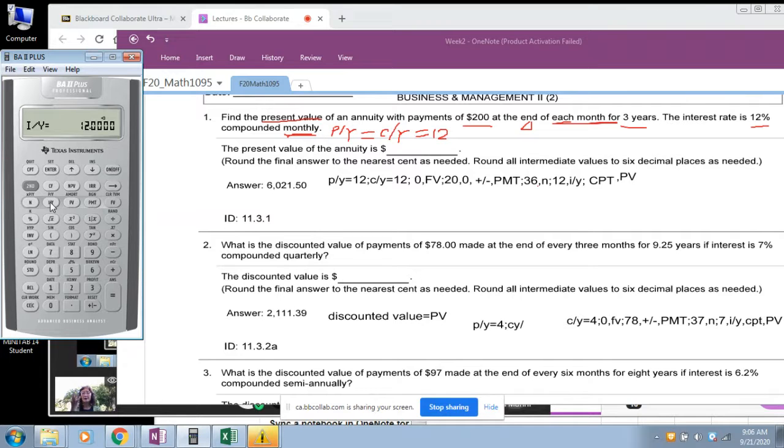We entered 3 numbers so far: PMT 200, 36 is N, and 12 is IY interest. I said for the calculator you need 4 numbers. The other number you need to enter is FV, which is 0. So 0 is the future value. This is a precaution to clear any previous entries. And the final step, you click compute PV. See, you get this answer here.